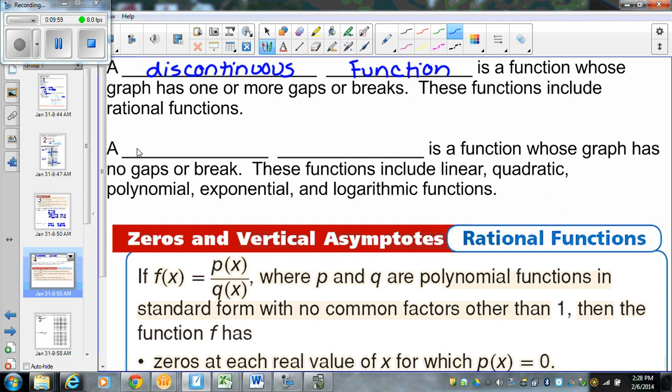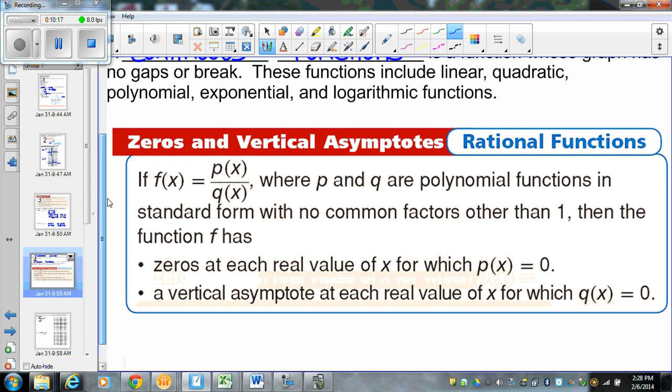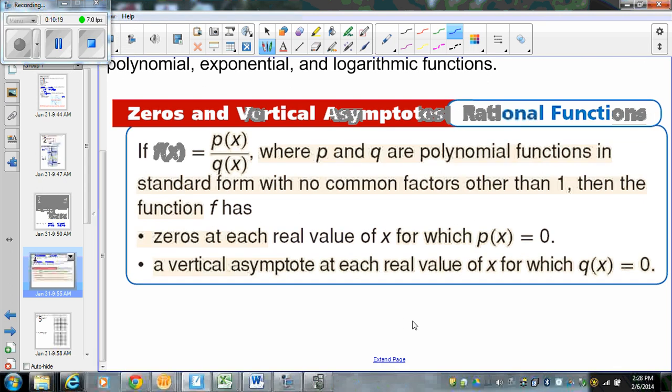A continuous function is a function whose graph has no gaps or breaks in it. So you would never have to pick your pencil up if you were tracing the graph of this function. These functions include linear, quadratic, polynomial, exponential, and logarithmic functions. They are all continuous. But we're focusing on rational functions in this section, so we're talking about discontinuities.